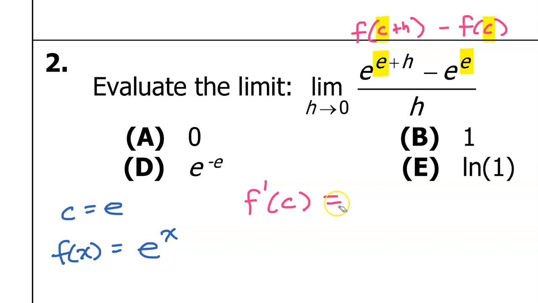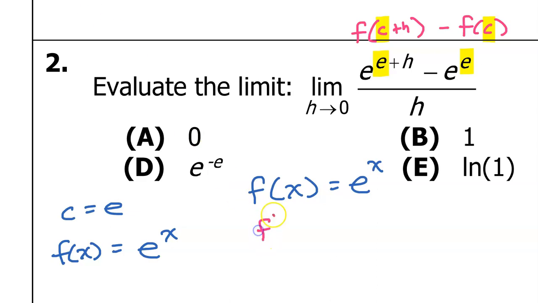So let me start over though. So starting with f of x, we have f of x is equal to e to the x power. Now let's find f prime. Well, the derivative of e to the x is just e to the x. It's the simplest derivative rule of all.